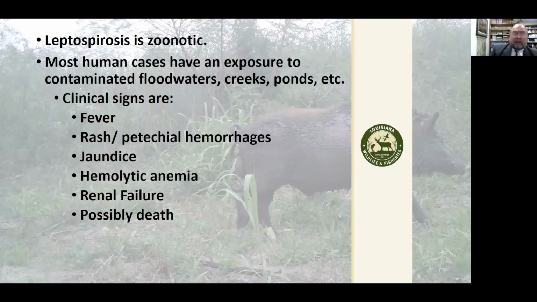Leptospirosis is a zoonotic disease. It's actually on the increase. Most of the cases in humans come from exposure to contaminated water, so floodwaters, creeks, ponds. The clinical signs are fever, a rash with petechial hemorrhages. Petechial hemorrhages are little pinpoint hemorrhages, can be anywhere on the body. Jaundice or yellowing of the skin and eyes, mucous membranes. Hemolytic anemia, the blood cells start to break down. Renal failure, this is a kidney organism, and then possibly death even.